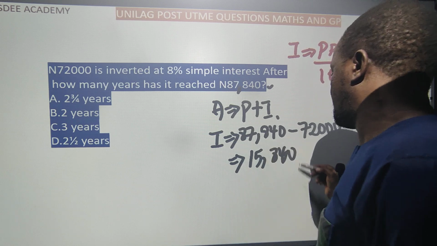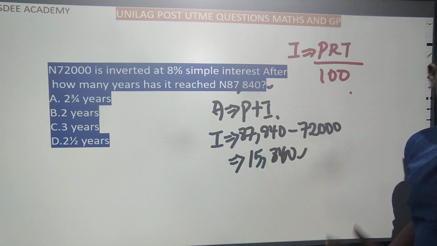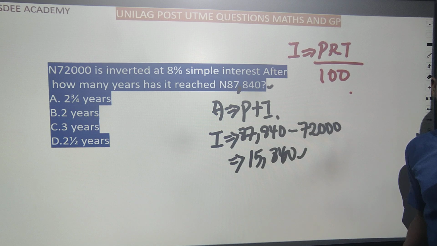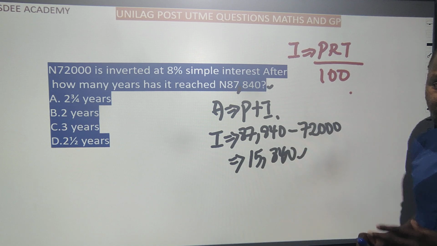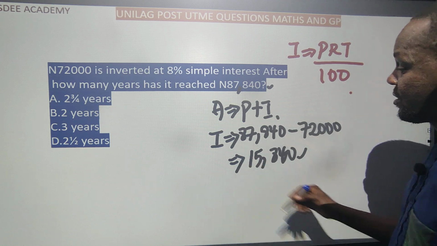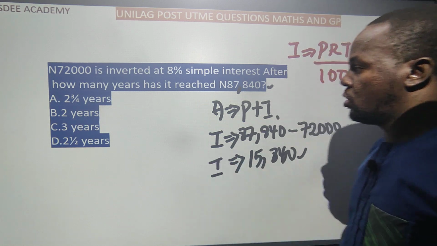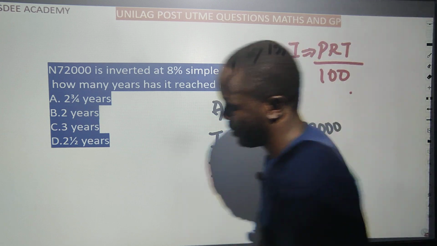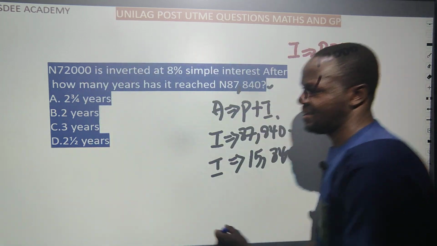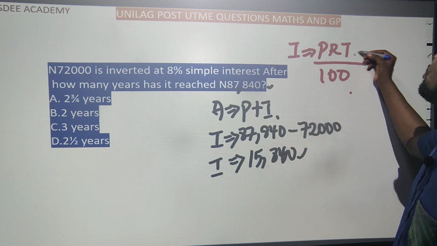I can bring the calculator out here, but I don't think so. Am I right, please? Admins, please confirm this: 87,840 minus 72,000 should be 15,840. Thank you very much. So this is the interest that has accrued on the sum that is invested. So back to our basic formula that we have all studied in junior classes. So we can now come here and distribute the values.